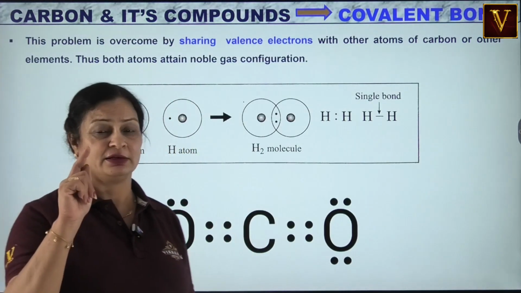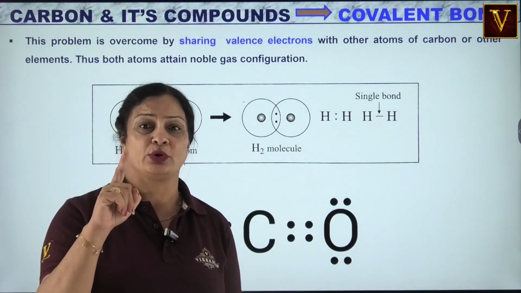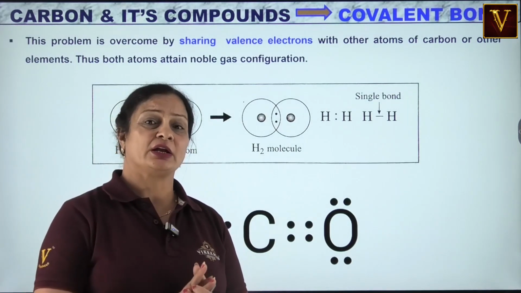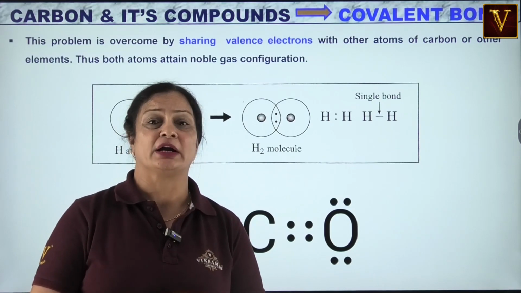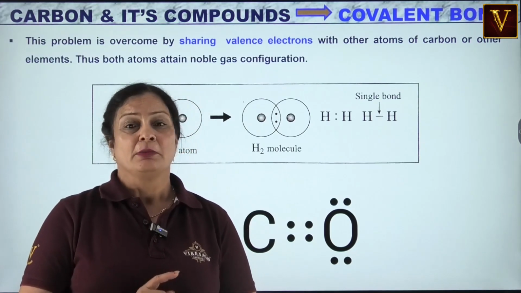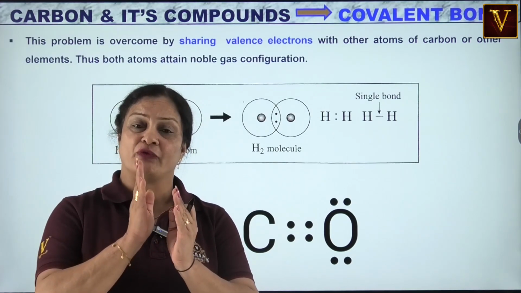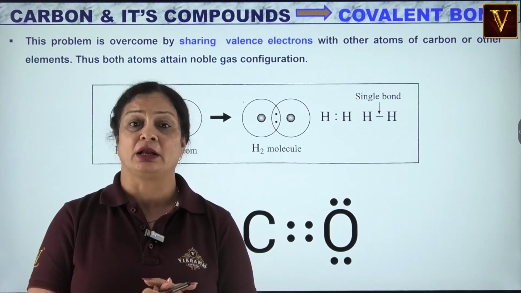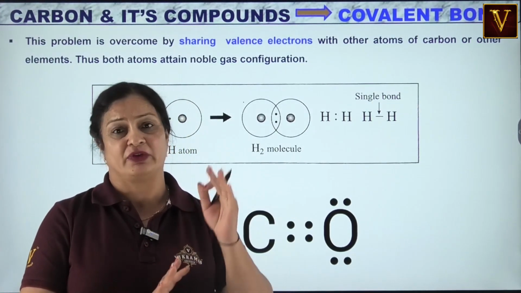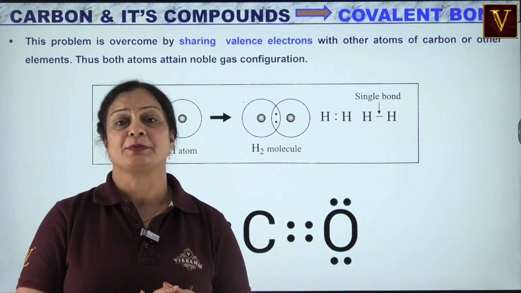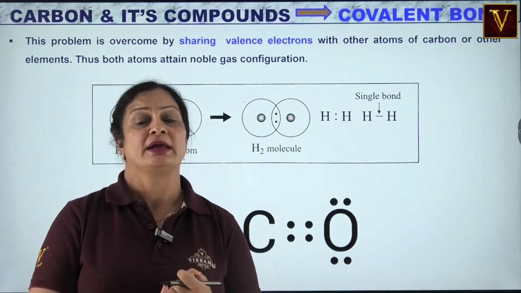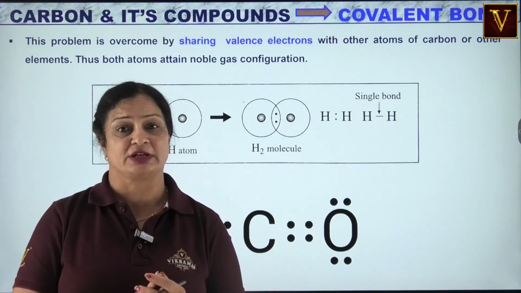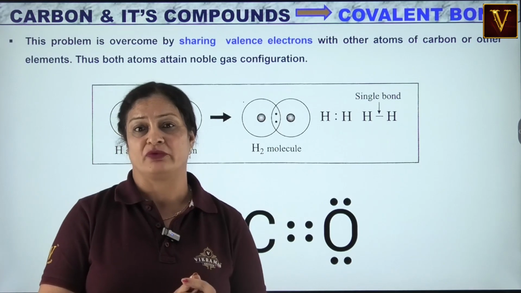Yes students, listen carefully. Only hydrogen has one valence electron. Hydrogen requires one more electron to attain noble gas configuration. Means hydrogen has one electron. Hydrogen requires one more electron to attain helium noble gas configuration. But except hydrogen, the remaining elements require 8 electrons in the outermost shell to attain noble gas configuration.